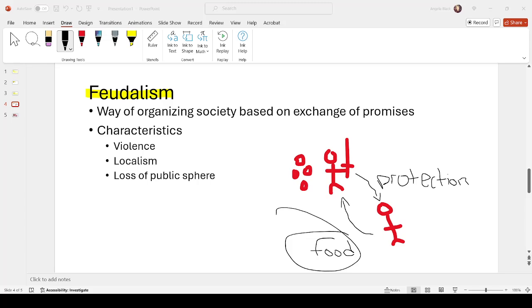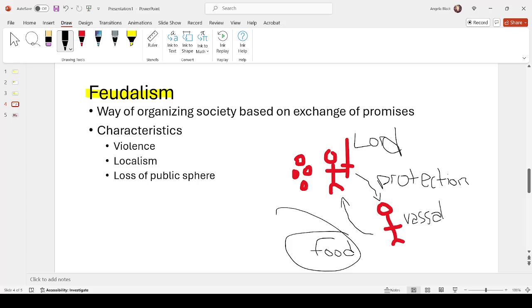Okay, so basically then, what you have is a lord. Well, that didn't work out. Okay. A lord and a vassal. These are the terms in feudalism.